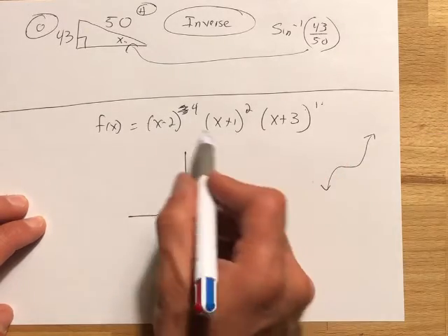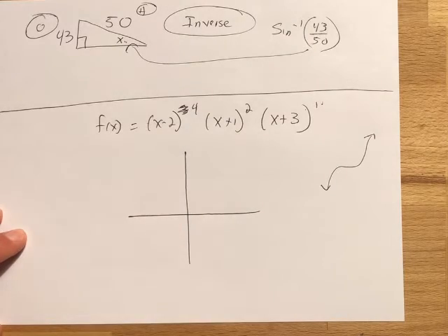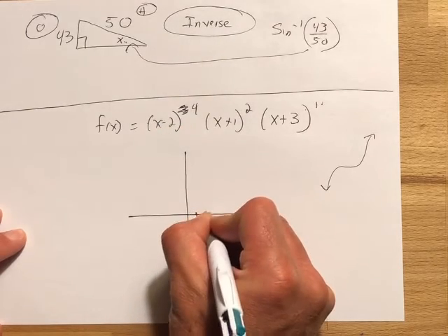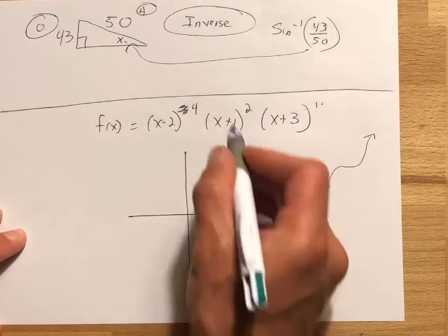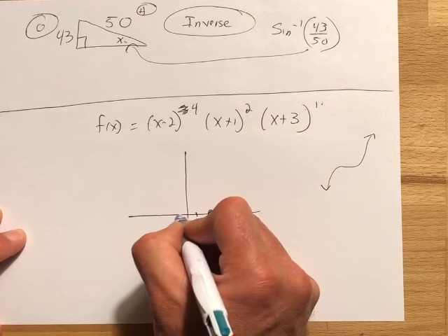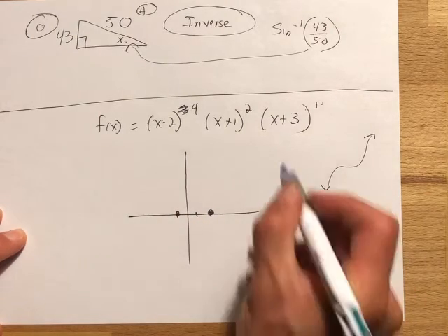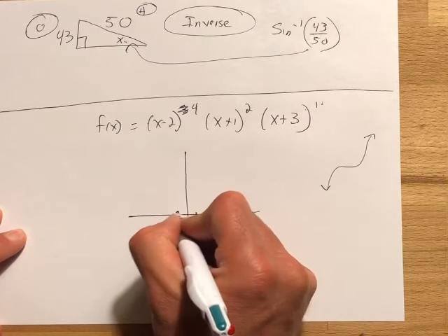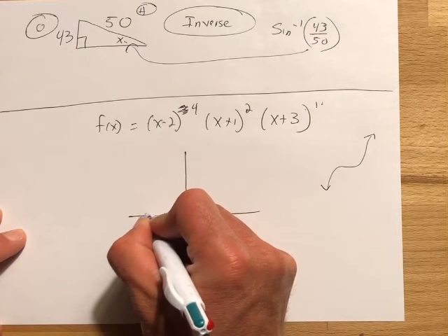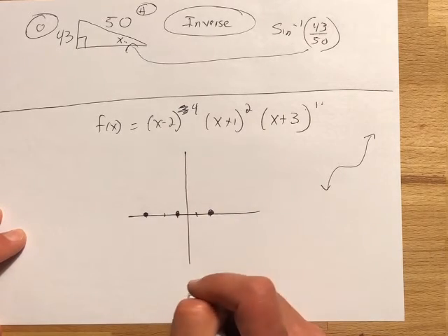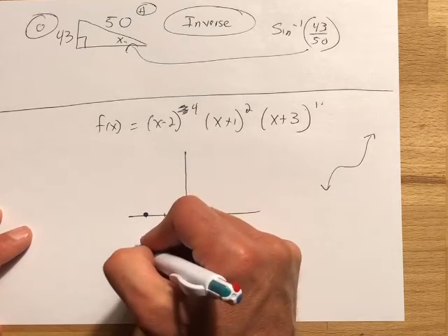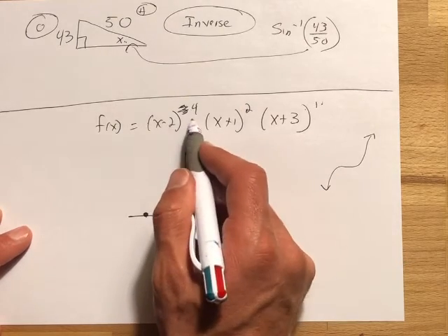Now, remember how to graph this, because I'm going to give you a couple of questions about this, and you're going to have to remember how to do it. So you have a root of 2. You have a double root of -1. And you have a single root of -3. Okay.